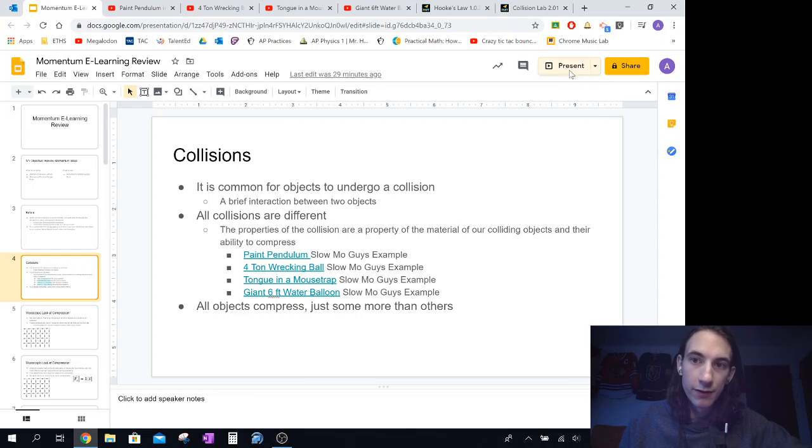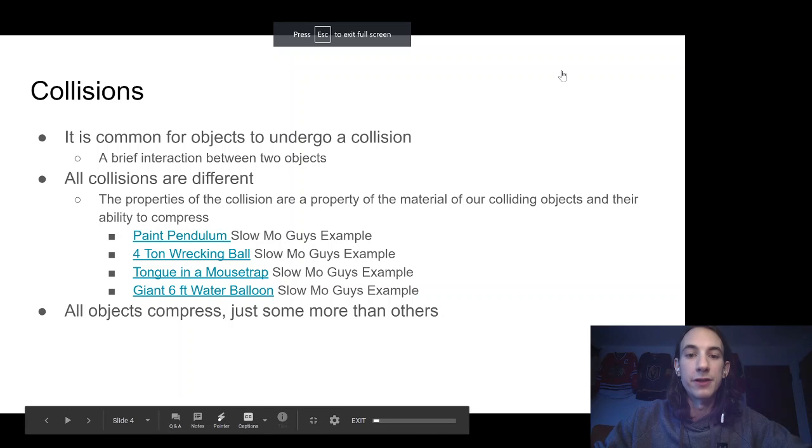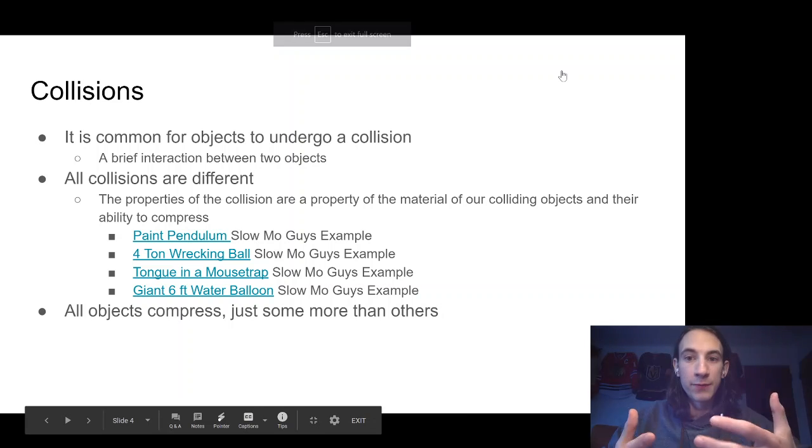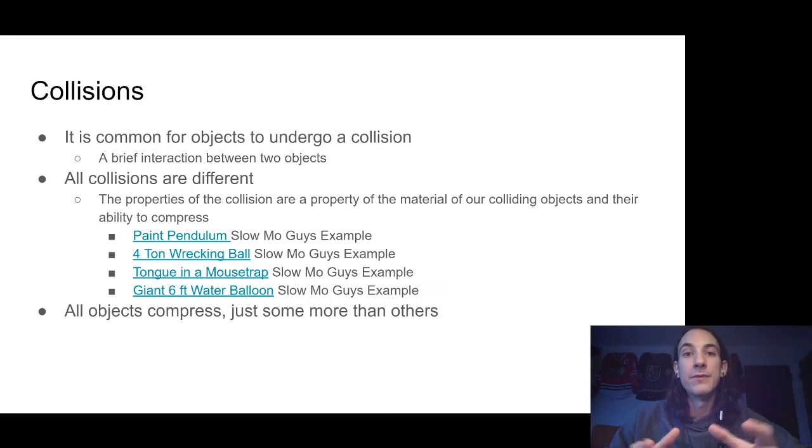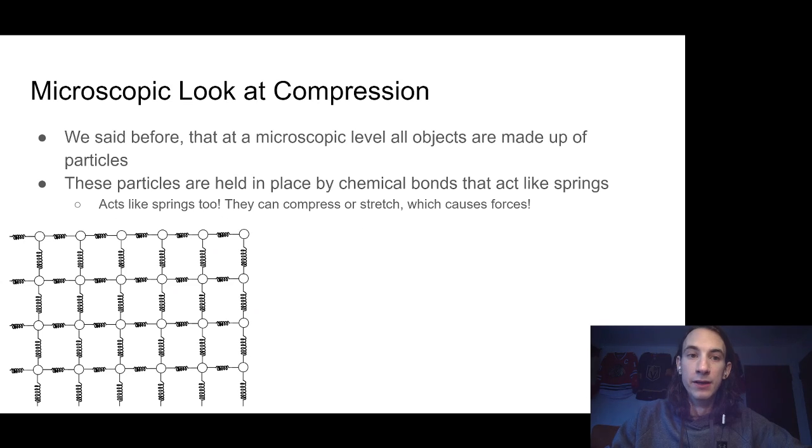So yeah, let's look back here. We have this idea that all objects are going to compress. And really what's going to define our collision, like I just said, is how much these things compress, so how much time it really takes for this collision to happen. We talked before when we were looking at Newton's laws in general, we said that if we zoom in at a microscopic scale, objects are just a bunch of atoms arranged in a certain configuration. And these atoms are held in place by these chemical bonds.